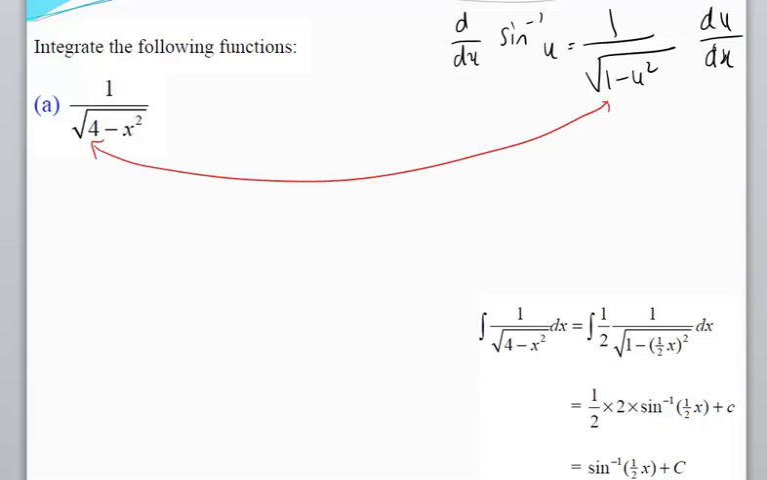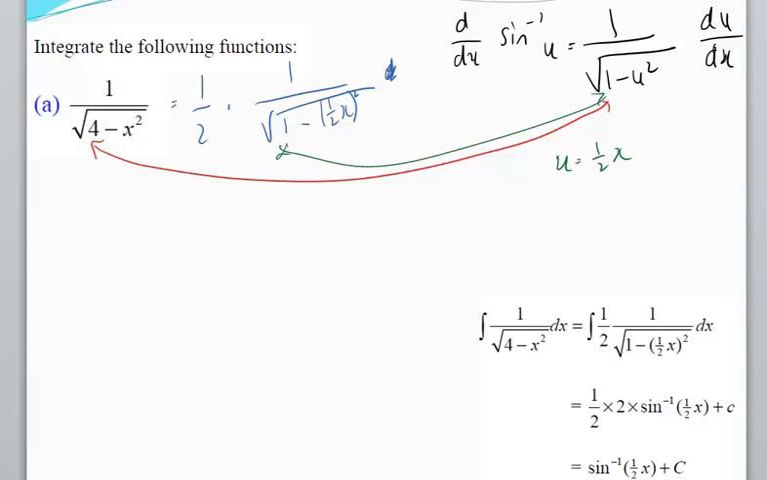So what we need to do is to get rid of that 4. And if we take the square root of 4, we're going to end up being equal to 2. So this can be the same as a half times 1 on the square root of 1 minus, and now we've taken our 2. Here we've multiplied it by a half, and so what we're going to have to do is also multiply this by a half, squared. So here, now we're in this format. Our u is equal to a half x, and we have our 1 that we need here.